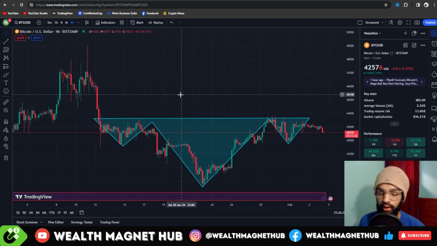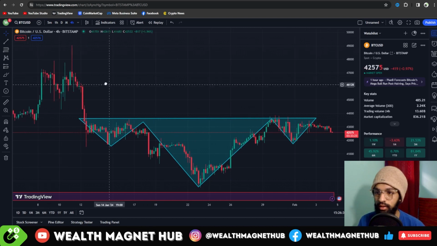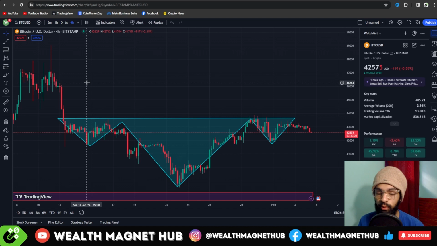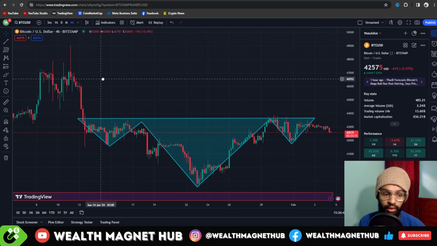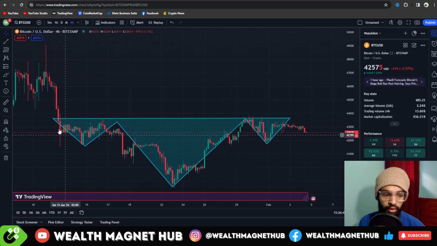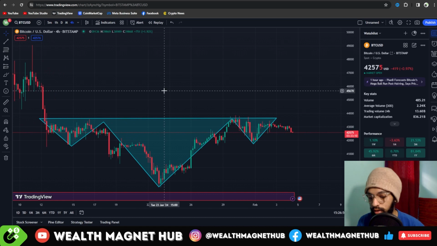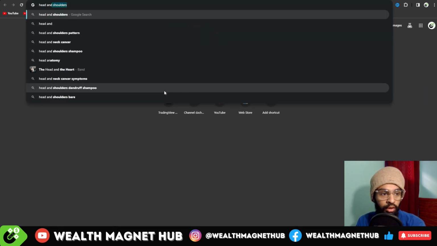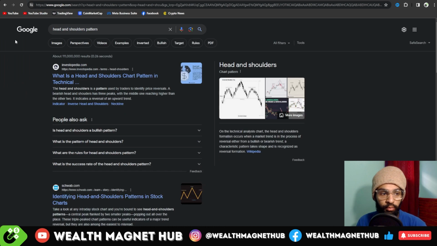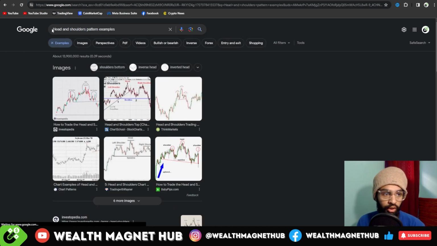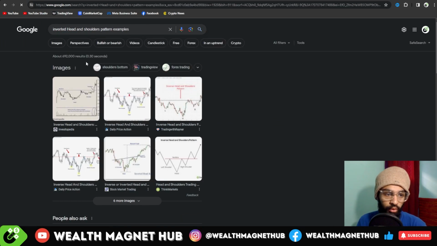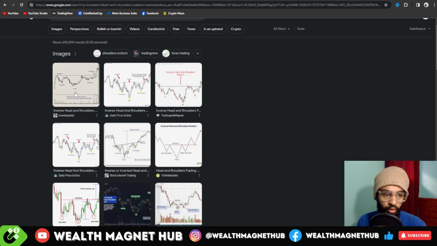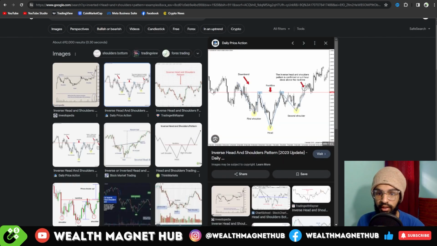We are now over at our screen, and as you can see, this is the same pattern that I drew in the previous video, the head and shoulders pattern. Now you might be familiar with a head and shoulders pattern if you are a trader. This one is also an inverted head and shoulders, because it goes downward. Let me pull up a picture. This is an accurate representation of what a head and shoulders is.